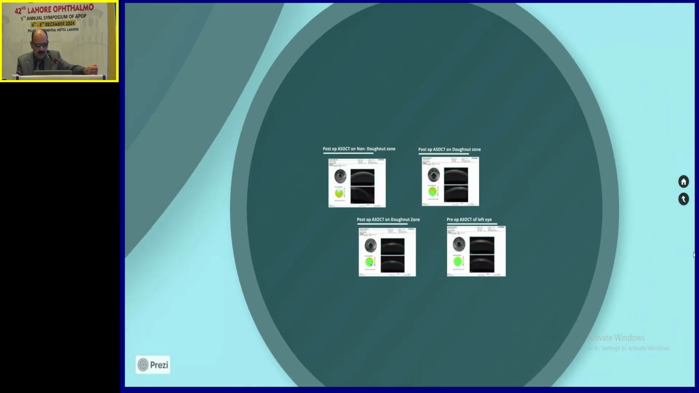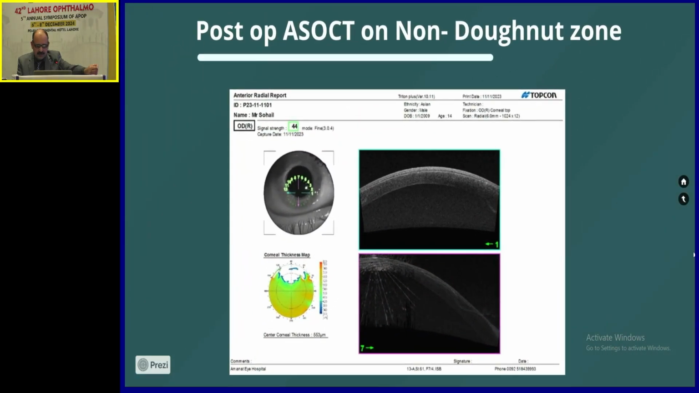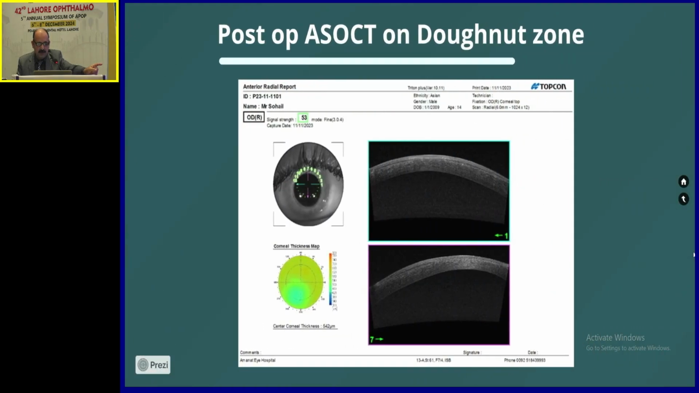Look at the anterior segment OCT. You can pinpoint the whole ring, right? So this is the post-op anterior segment OCT on the non-donut zone. The whole of the membrane is there. You compare with this. The membrane has started over there, stopped at the center and then started again.